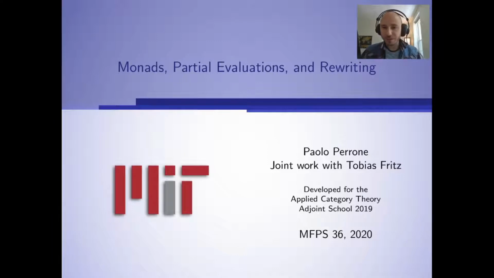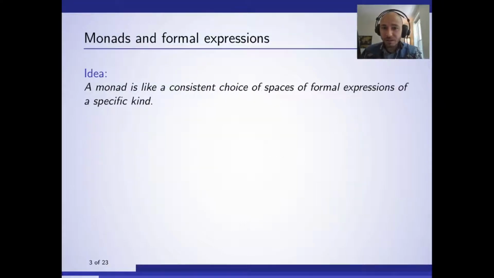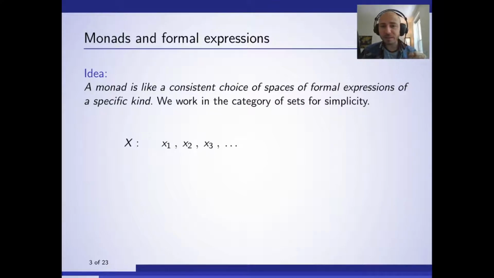What are partial evaluations? So if you don't know what a monad is, here's the definition, but let's try to give it a more practical and operational interpretation. So the idea is that let's work in the category of sets. A monad is like a way to form formal expressions consistently. What I mean is that we can consider our sets as containing just some variables or elements. And then a monad has a functor, first of all, that takes a set and gives a new set which contains formal expressions in these variables.